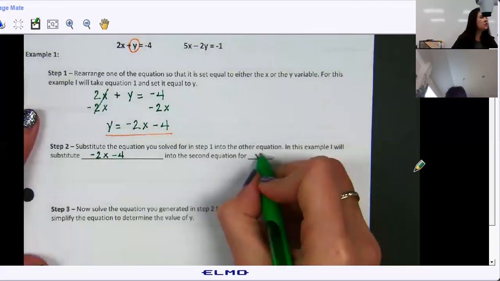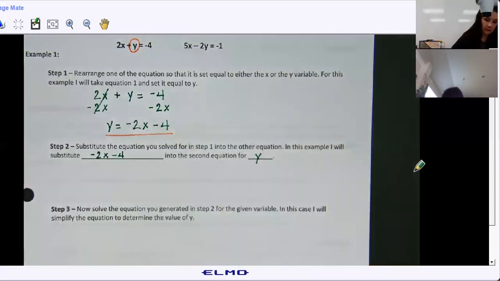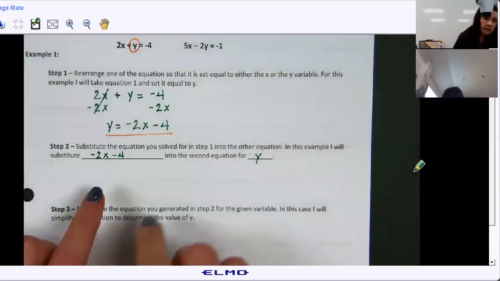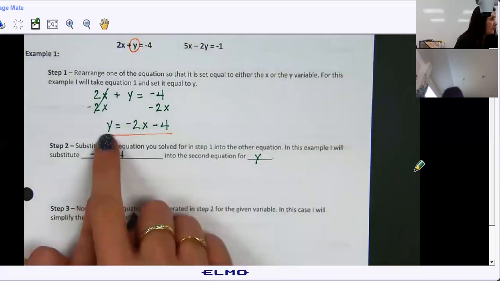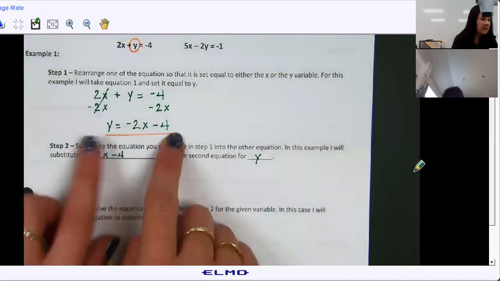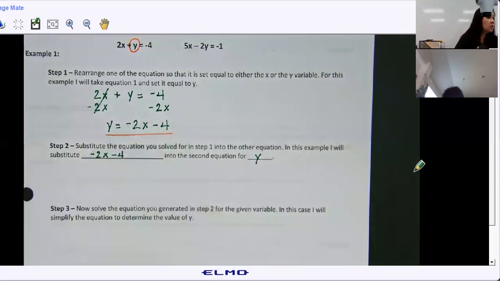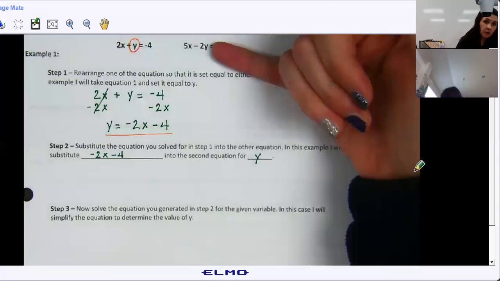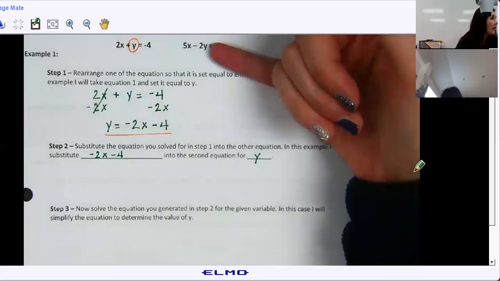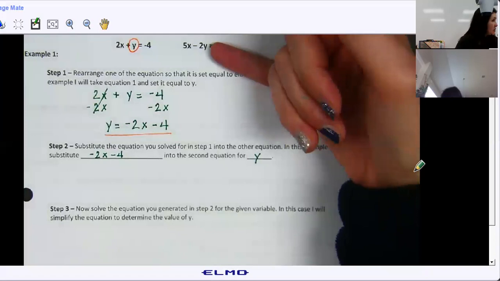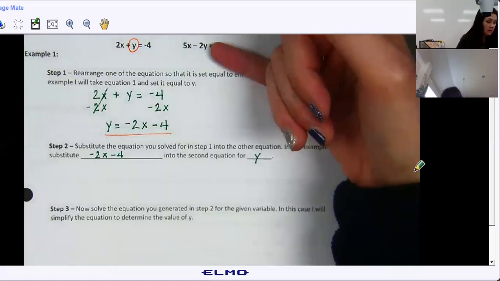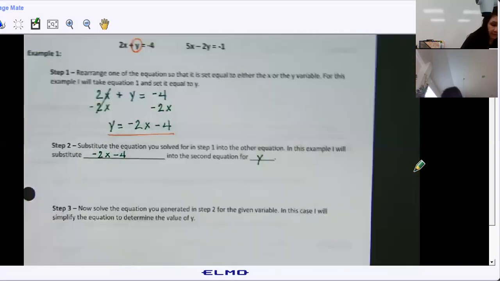And let me explain to you why I'm doing this. By isolating the y in our first step, we have said that y equals negative 2x minus 4. That means that that's what y is. Y is negative 2x minus 4. So if that's what y equals, then I can plug it into this equation up here for y. And now all I have are my x's in the equation, and I could solve for x. So let's see what that looks like.